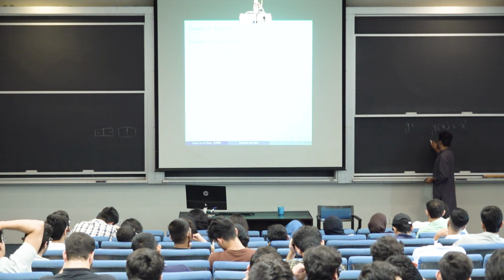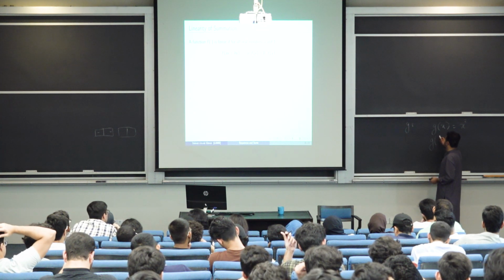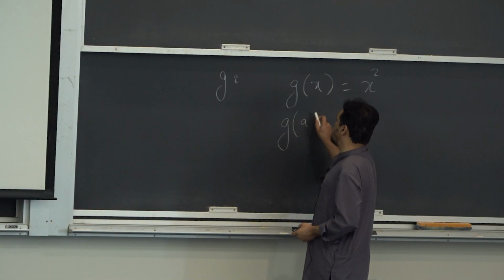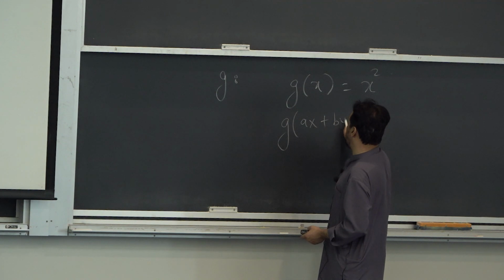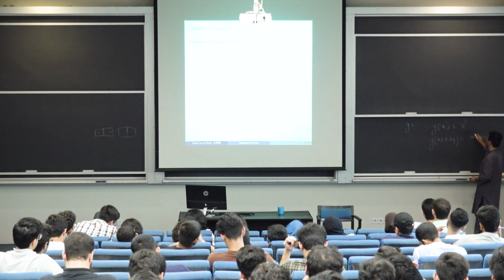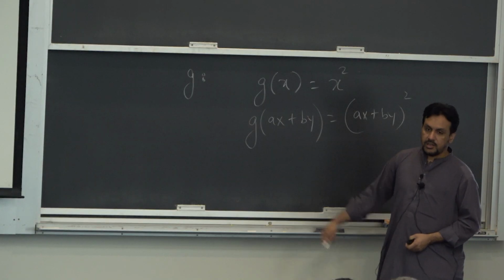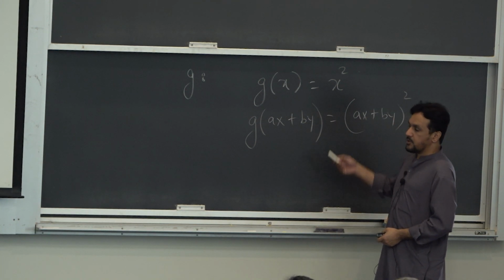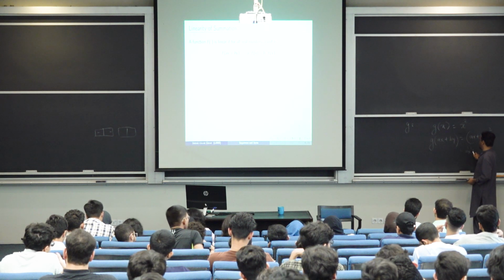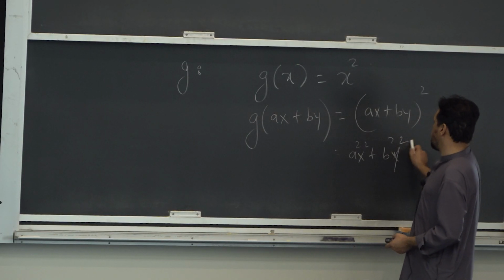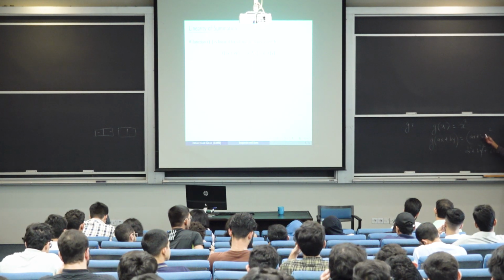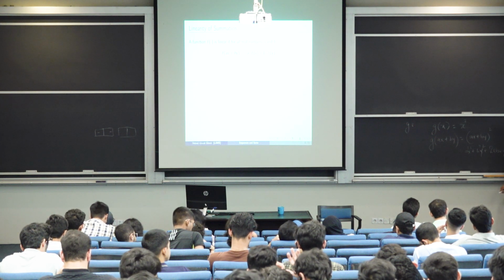What does it do? What is g of (ax plus by)? It's (ax plus by) whole squared, right? Whatever input it takes, it gives you the square of that input. So it will be the square of (ax plus by), which is equal to a squared x squared plus b squared y squared plus 2abxy. Yes, that's just the product of two polynomials, right?